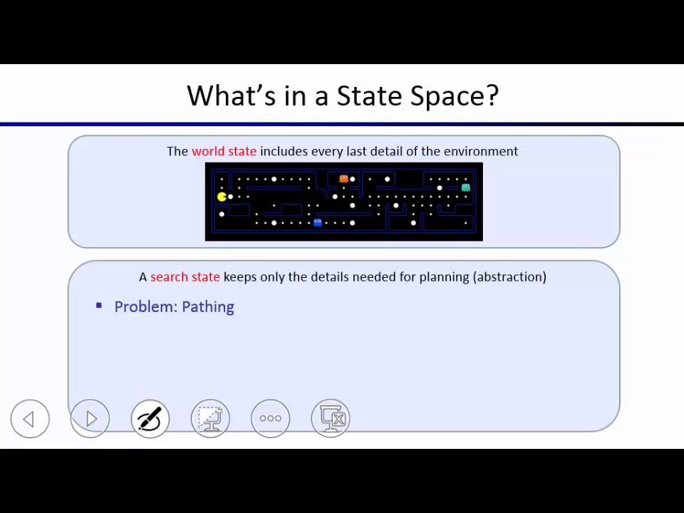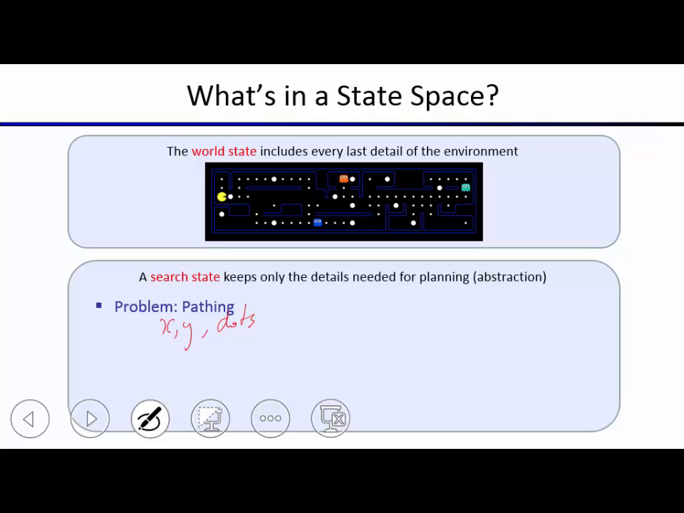Over there. So the answer was Pac-Man's location. So a reasonable state space would be just the x and y coordinate of Pac-Man. We need more than that. We need a successor. Yes? Pac-Man's location along with the location of all the dots on the board. So one suggestion is to include also the dots.